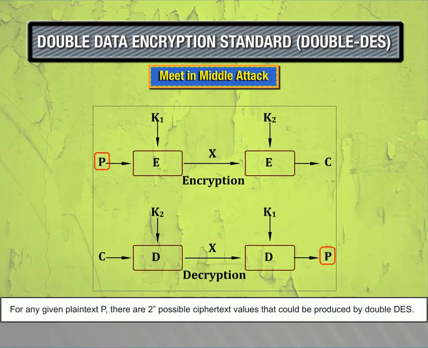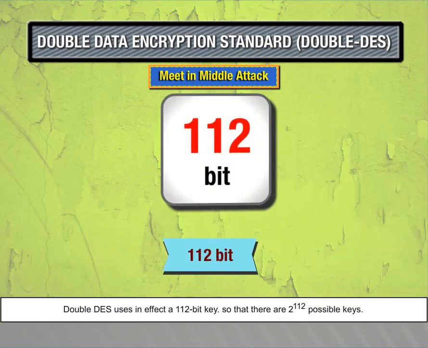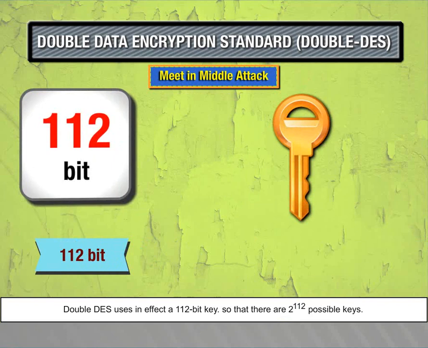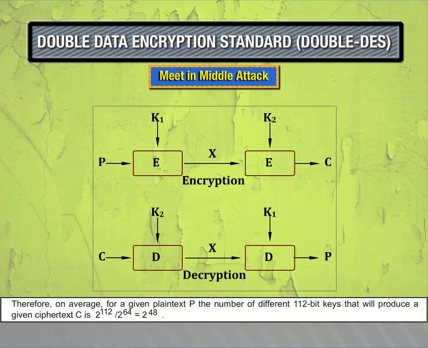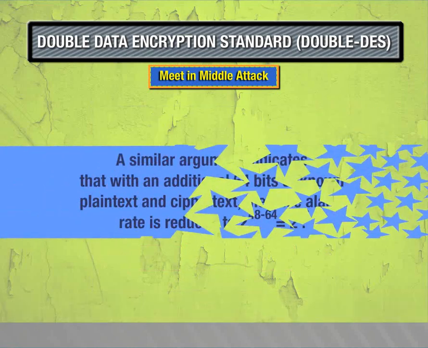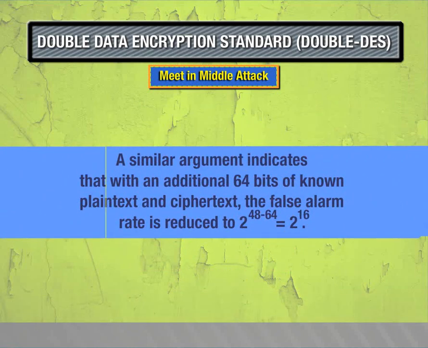For any given plaintext P, there are 2^64 possible ciphertext values that could be produced by double DES. Double DES uses in effect a 112-bit key, so there are 2^112 possible keys. Therefore, on average, for a given plaintext P, the number of different 112-bit keys that will produce a given ciphertext C is 2^112 divided by 2^64, which is equal to 2^48. A similar argument indicates that with an additional 64 bits of known plaintext and ciphertext, the false alarm rate is reduced to 2^(48-64), which is equal to 2^-16.